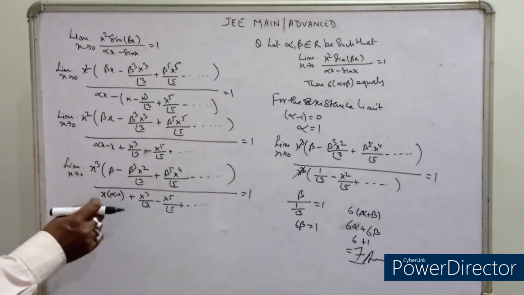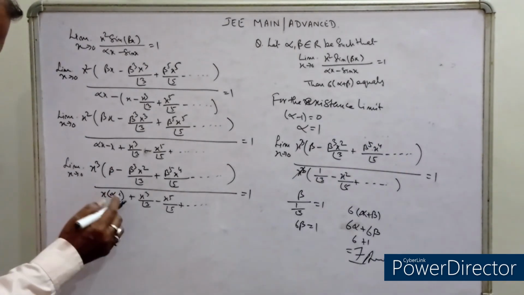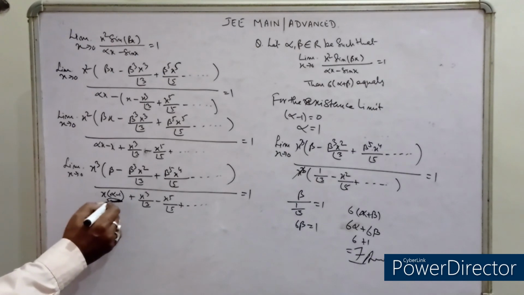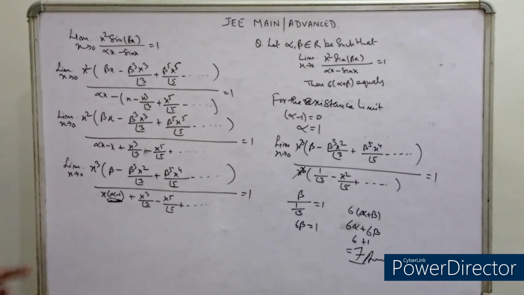The most critical point you have to think about here is that alpha minus 1 must be 0, then only the limit will exist.